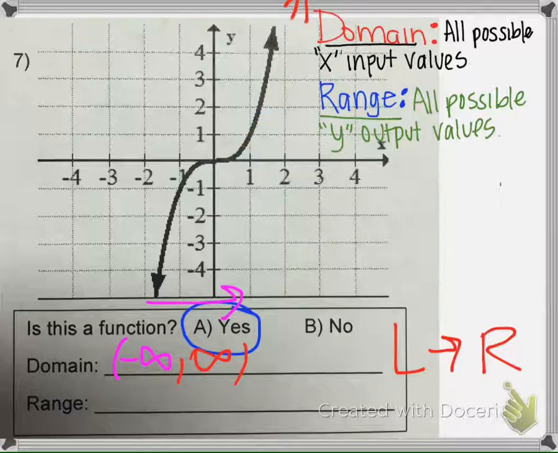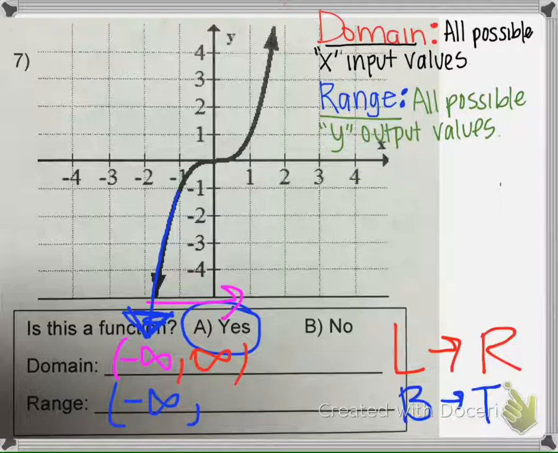Now we're going to look at the range. The range is from the bottom to the top. If we look at the bottom, this graph is going infinitely down. And as you look at the graph, it's going infinitely to the top.